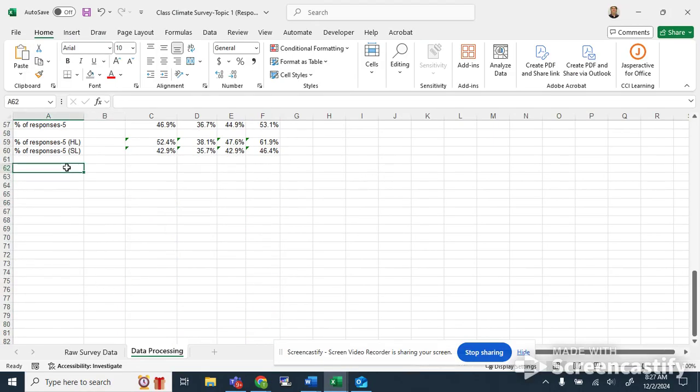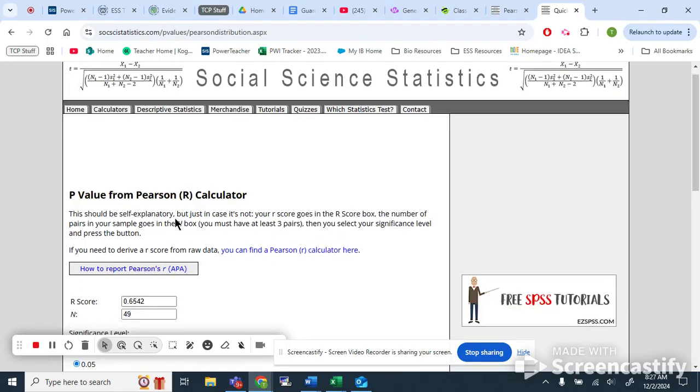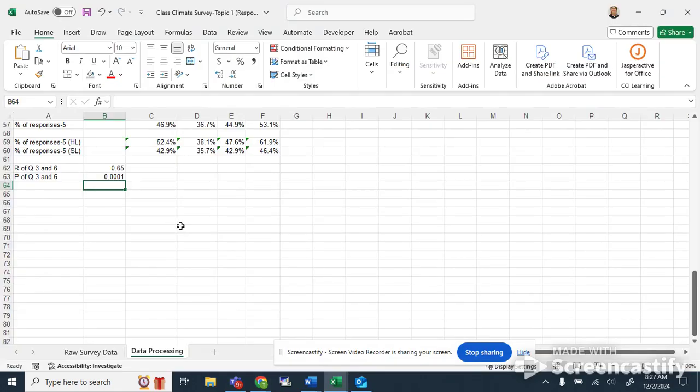For example, you could be like, cool, R of question 3 and 6, and that would be 0.65. And then you can just do the same for P of Q3 and 6. And that was 0.0001. Technically less than that, but overall, all the same.